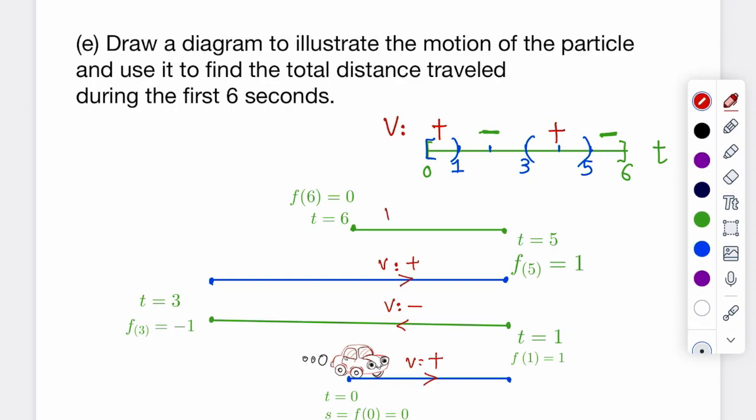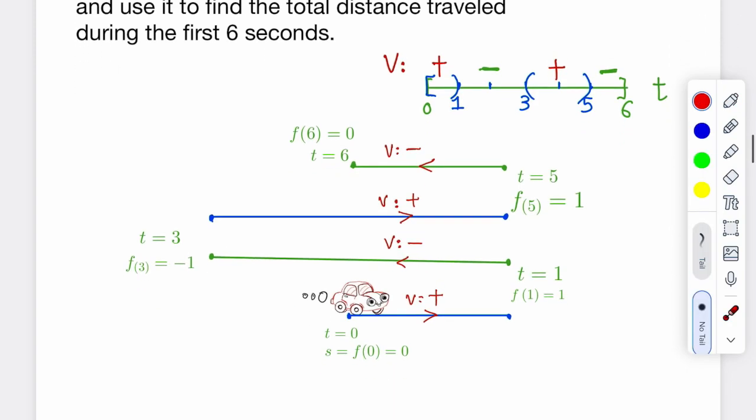From 5 to 6 seconds, velocity is negative, so it is moving in the negative direction. Now, to find the total distance traveled, we can use the position here, subtract the position here, to get the distance traveled. Actually, we're going to take the absolute value of the difference of the position to find the distance traveled at each one of these time intervals.